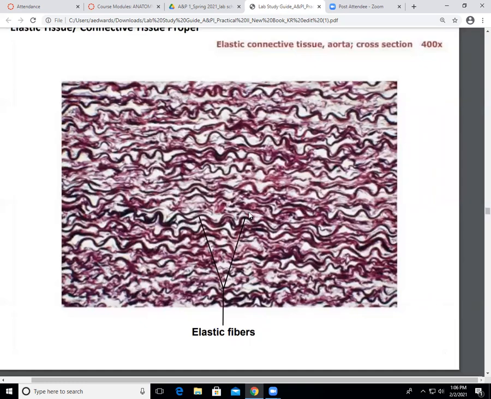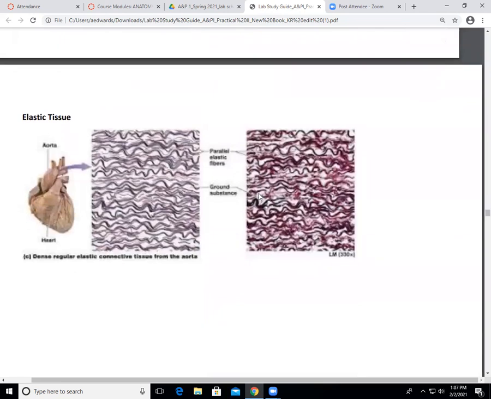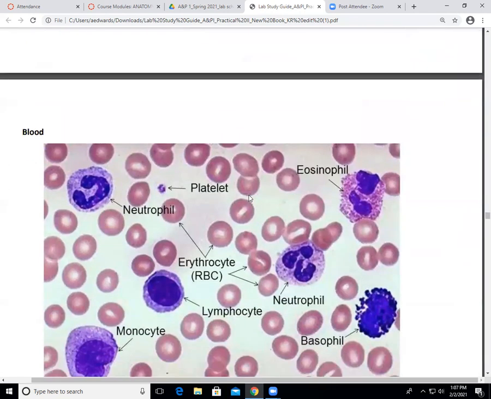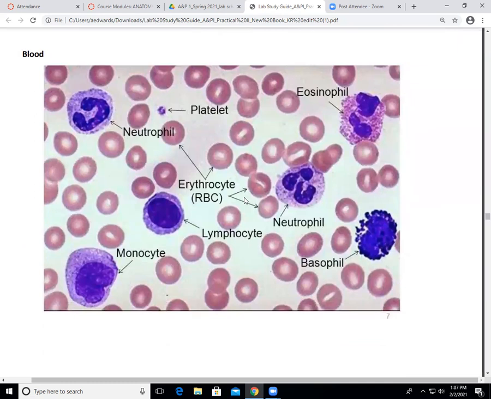Again, it is wavy, but not as dense or as wavy as the dense regular. Okay, same here. Same thing. All right, so that's connective tissue proper.